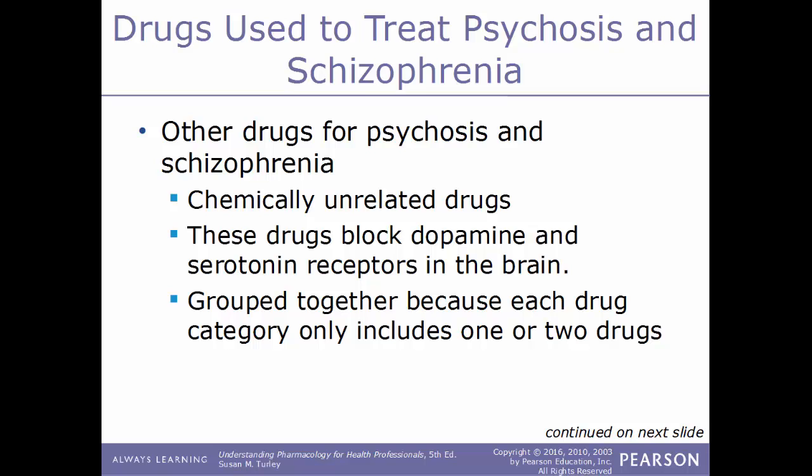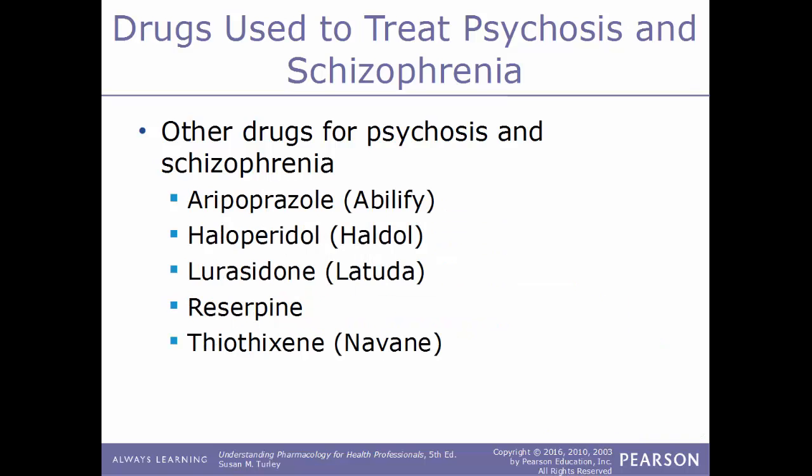Some other drugs that are used to treat psychosis and schizophrenia will be chemically unrelated drugs. And these drugs will act by blocking dopamine and serotonin receptors also. They're grouped together because each drug category only includes one or two drugs. Some examples here: aripiprazole, also known by the name Abilify, haloperidol, known by its trade name Haldol, lurasidone, known by the trade name Latuda, reserpine, and last one, thiothixene, also known by the trade name Navane.